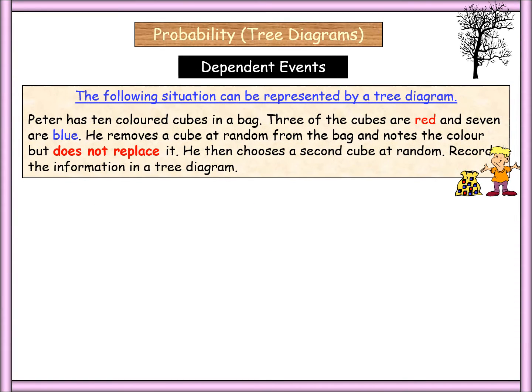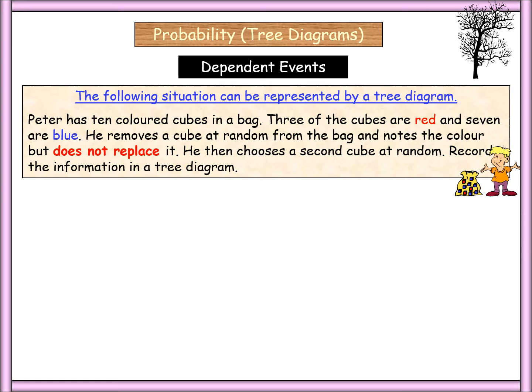Now let us have another one. For the dependent events, the following situation can be represented by a tree diagram. Peter has 10 colored cubes in a bag. 3 of the cubes are red and 7 are blue. He removes a cube at random from the bag and notes the color but does not replace it. So we have the phrase does not replace it. So from here, later on, we are going to subtract for the second choice.